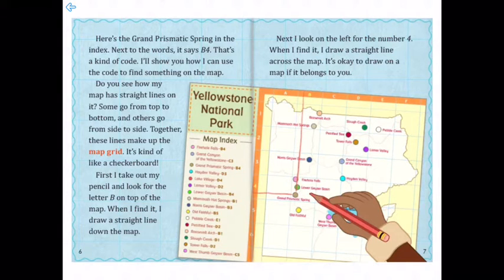First, I take out my pencil and I look for the letter B on the top of the map. And when I find it, I draw a straight line down the map. Next, I look on the left for the number 4. And when I find it, I draw a straight line across the map. And it's okay to draw on a map if it belongs to you.